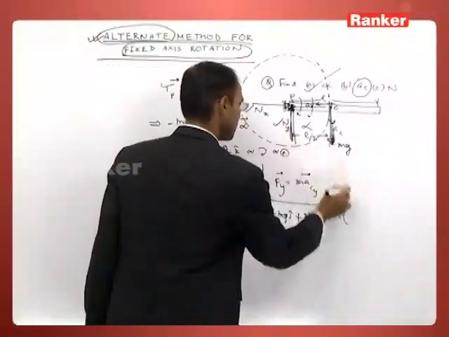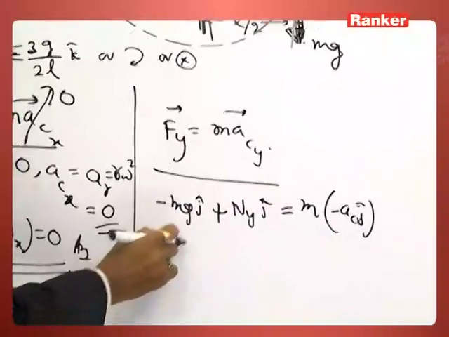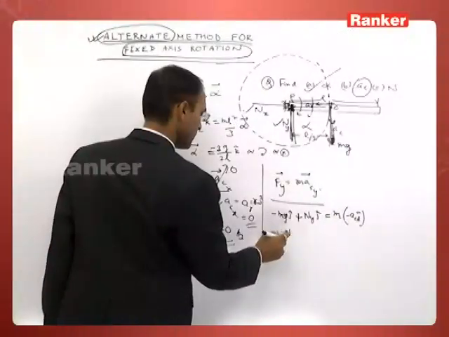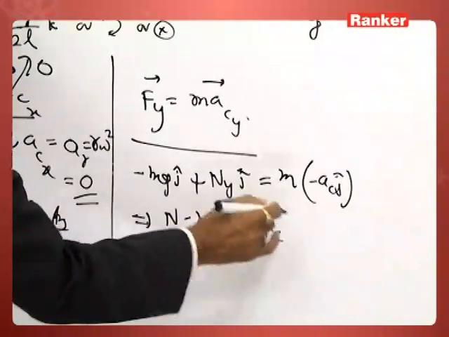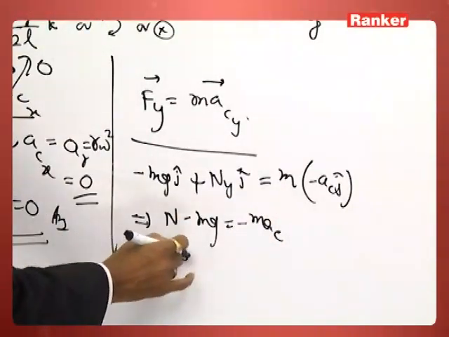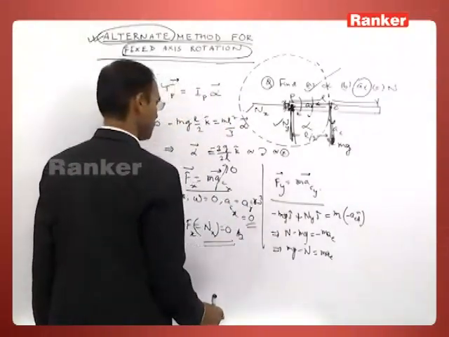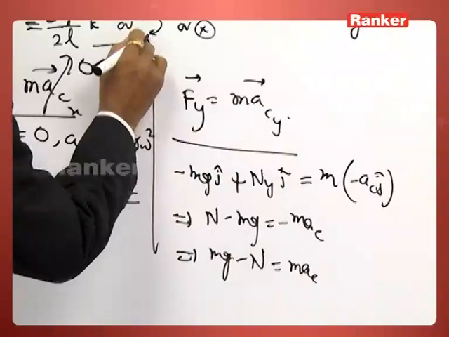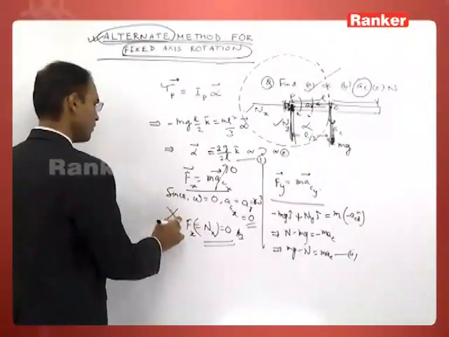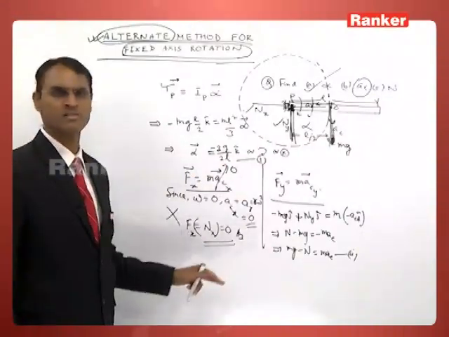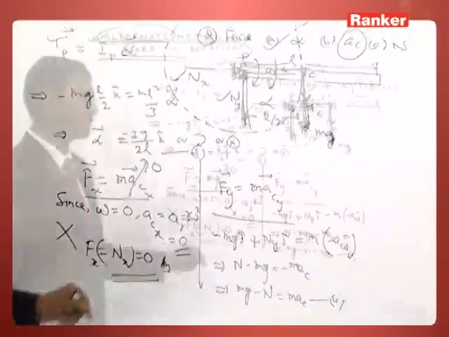Therefore, this can be written as minus ac jkf. This gives us n minus mg is equal to minus ac, or mg minus n is equal to m into ac. This is equation number 1, this is equation number 2. This dummy equation, we do not need this. When they ask you to calculate nx, this is the procedure.